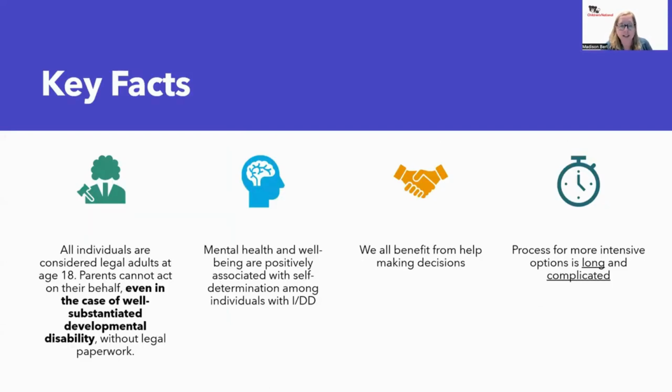So there's key facts. All individuals are considered legal adults at age 18. Parents cannot act on their child's behalf, even in the case of well-substantiated developmental disability, without this legal paperwork. So just be aware of that as your child hits that 18 mark.